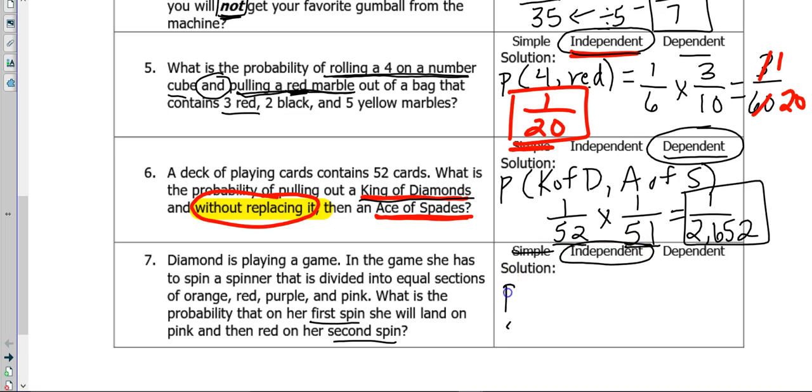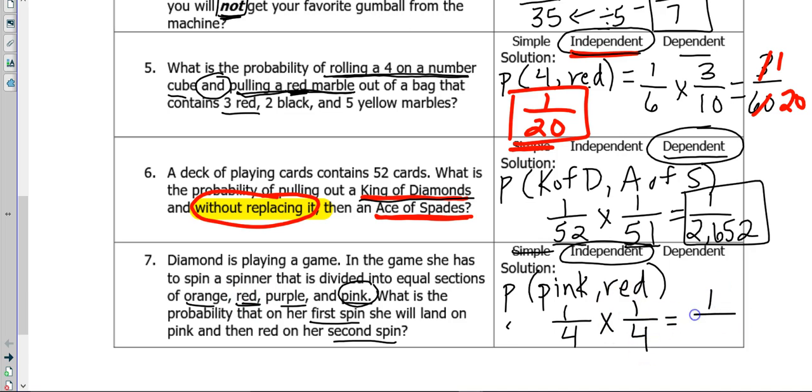So we're looking for the probability of getting a pink, then a red. The probability of pink is going to be 1 out of 4 because we have 4 different sections, 1, 2, 3, 4, one of which is pink. We're going to multiply that by the 1 out of 4 sections that's red. So that means we have a 1 out of 16 chance that the spinner will land on pink and then red. So again, this is independent. The second event is not impacted by whatever happens on the first.